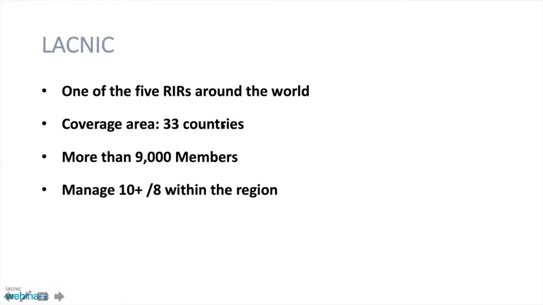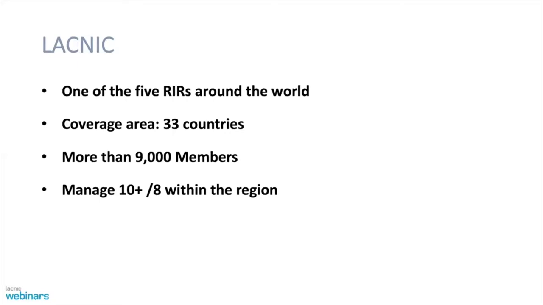As you probably know, we are one of the five RIRs, regional internet registries, around the world. We administer internet number resources in this area. We are covering exactly 33 countries from Mexico to Central America, some islands in the Caribbean, and South America as well, and even some southern islands like the Falkland Islands, Malvinas Islands, or South Sandwich Islands. In total, we are covering 33 countries in this region.